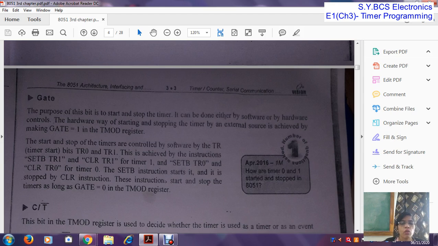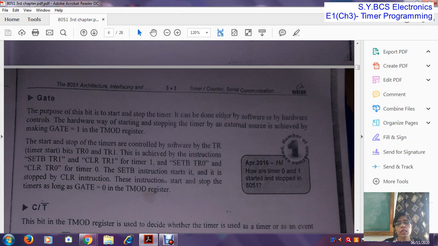By the software method, we can start the timer using the instruction SETB TR1. SETB TR1 means start timer 1, and CLR TR1 means stop timer 1. TR is for timer, and the number is an indicator of which timer we use, either timer 0 or timer 1. SETB TR0 means start timer 0, and CLR TR0 means stop timer 0.